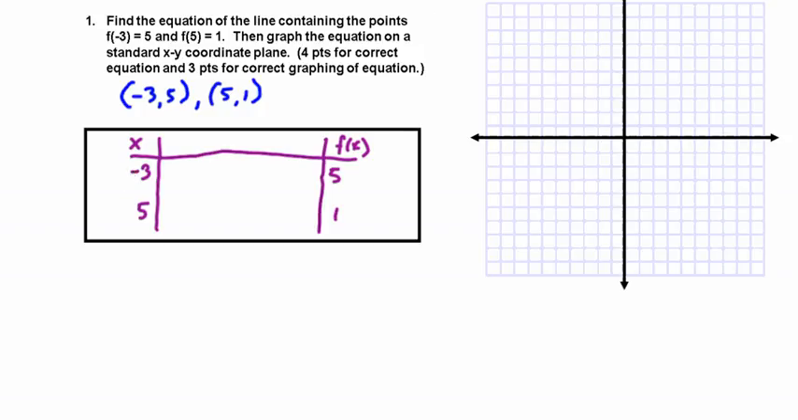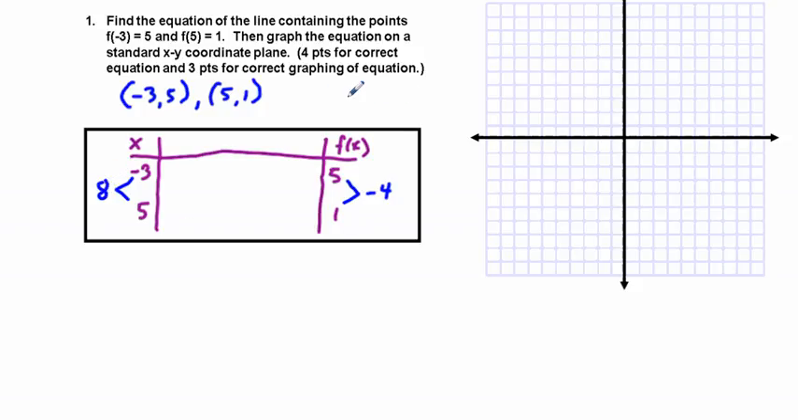And what we have is our input value is x, our output value is f of x. So we can find the differences between each of these, the right side and the left side. So if we take 1 minus 5 on the right side, we get -4, and 5 minus -3 is 8.